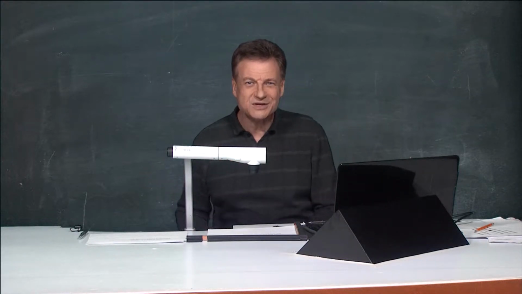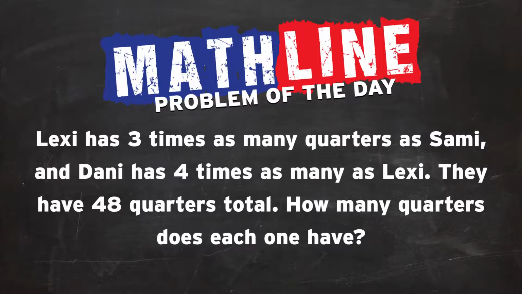Problem of the day. Let's see what we got. This one's just to read it through makes you nervous, but it's really not that bad. It says, Lexi has 3 times as many quarters as Sammy. This is a money problem. And Danny has 4 times as many as Lexi. They have 48 quarters total. How many quarters does each one have?